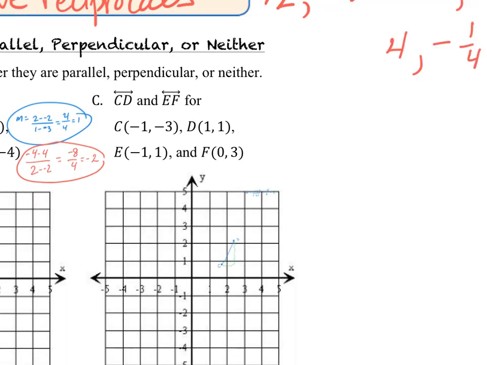Okay, I found the slope of CD to be 2, and I just checked with rise over run. I got -4 over -2. Well, 2 negatives make a positive, and 4 divided by 2 is 2. So that's correct. Let's check EF. Okay, for EF, I also got a slope of 2. Let me graph that. So when I graph EF, it is actually evident that since they're the same slope, these two lines are parallel.